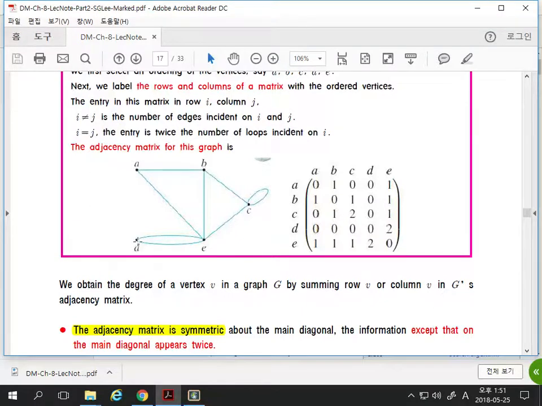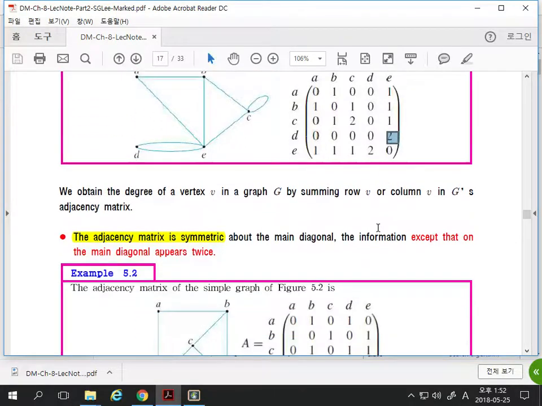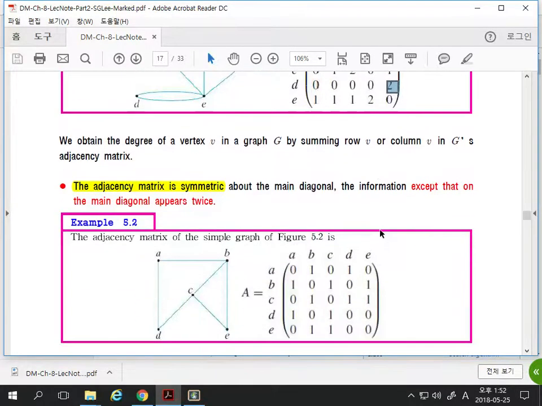For D, there are edges from D to E, and from E to D, so we have D to E. That's the only non-zero entry here, and all others are zeros. So do you understand how to make an adjacency matrix? From this graph, we can construct a corresponding adjacency matrix with these rules. And the code that I made works for that.